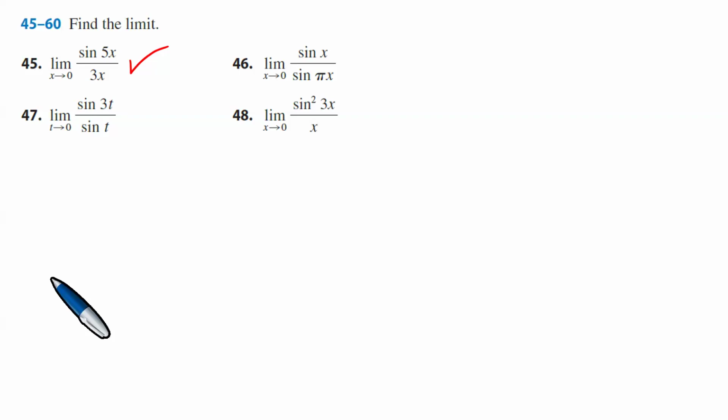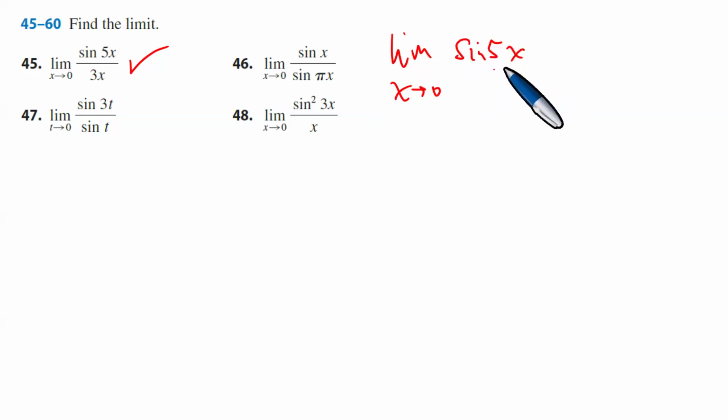I'm done. You're done. What's the answer? 5/3. 5/3. Okay, good. Let's just try it together. So you have the limit as x approaches 0 of the sine of 5x divided by 3x. The limit as x approaches 0.